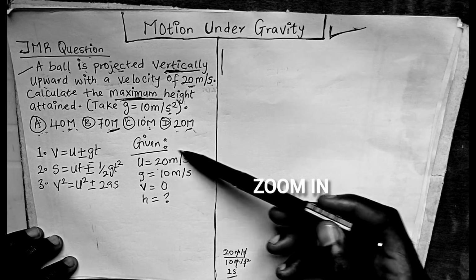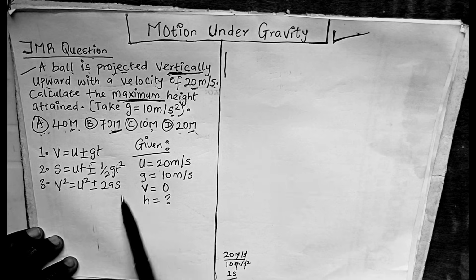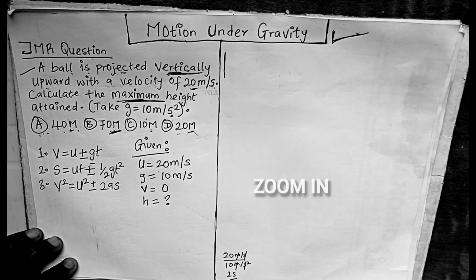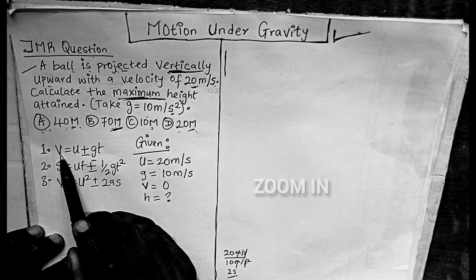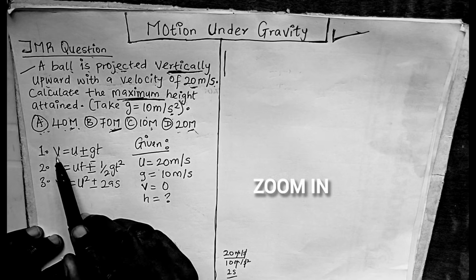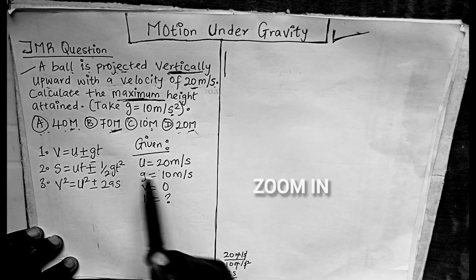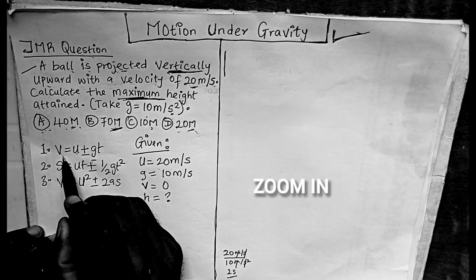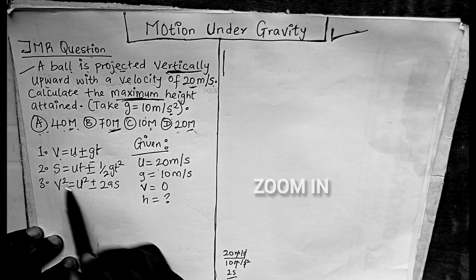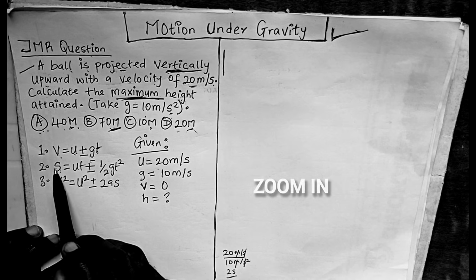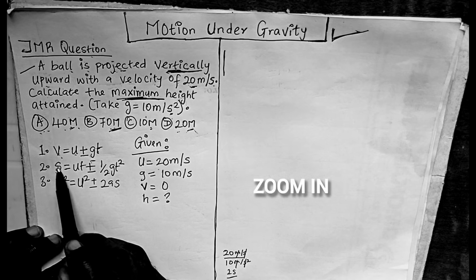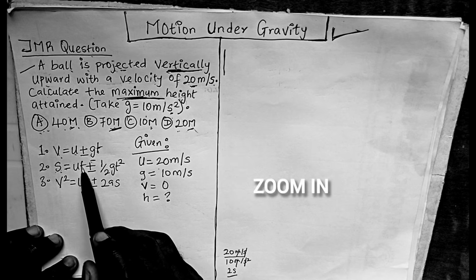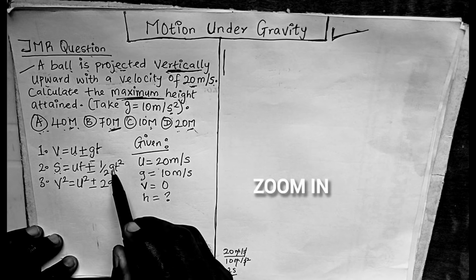So we are going to look at what we were given and what we were told to find, and find the perfect match of the equation of motion under gravity that is going to fit the calculation. The first equation of motion has initial velocity, final velocity, gravity, and time. Do we have time here? No. And we are looking for height here, and this one does not have height, so we don't use this one. The second one, this one is distance. This distance represents height. So we have height here, and we have initial velocity, time, and gravity here.